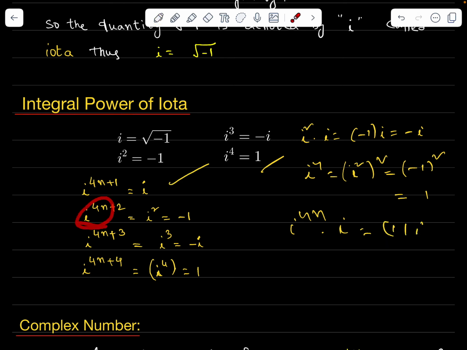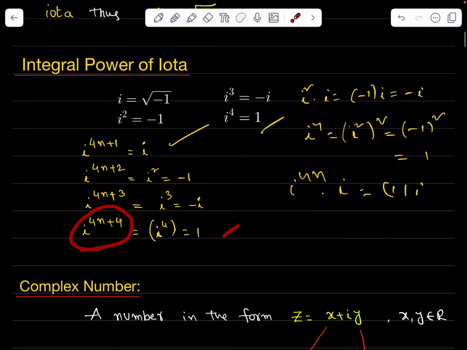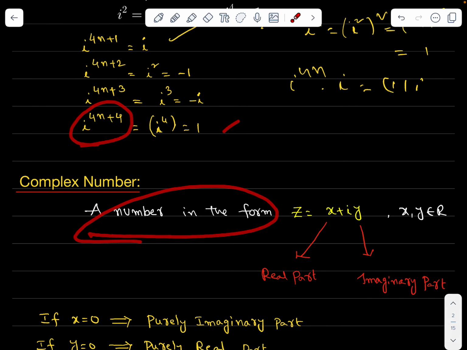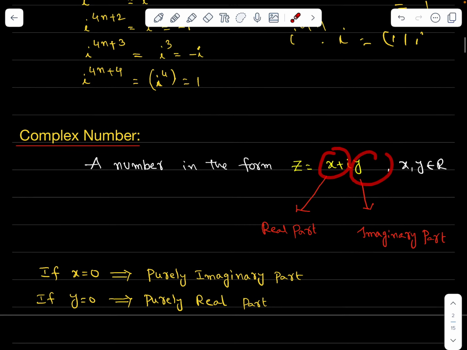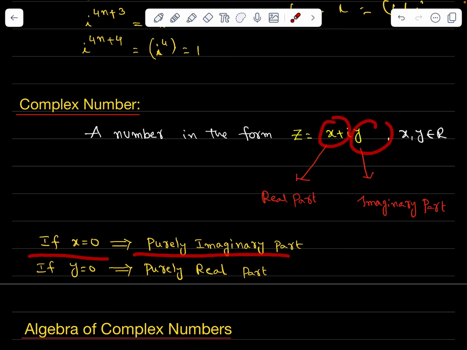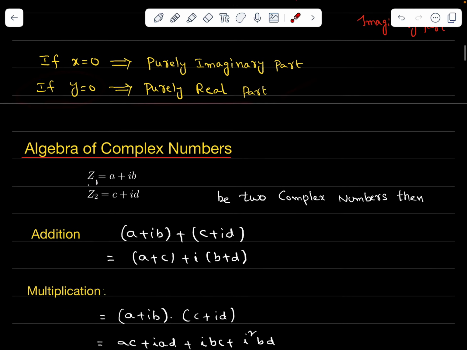Okay. i power 4n plus 2 is equal to minus 1. i power 4n plus 3 is equal to minus i. i power 4n plus 4 is equal to 1. Complex number: a number in the form z is equal to x plus iy. x is the real part, y is the imaginary part. If x equal to 0, it is purely imaginary. If y equal to 0, it is purely real.